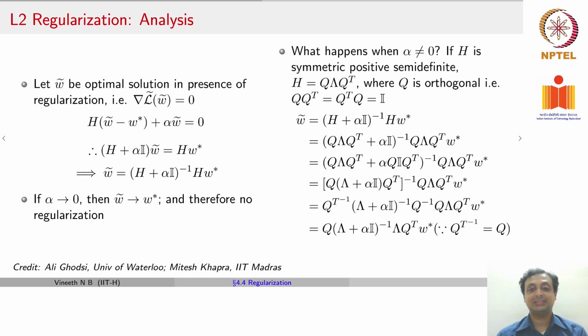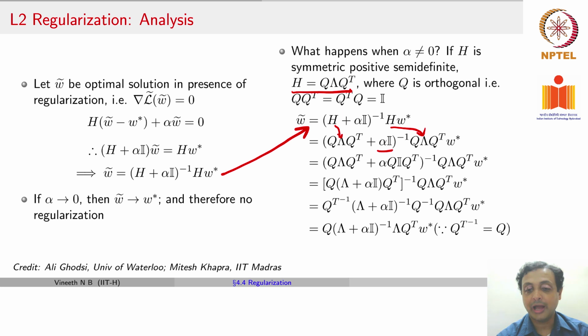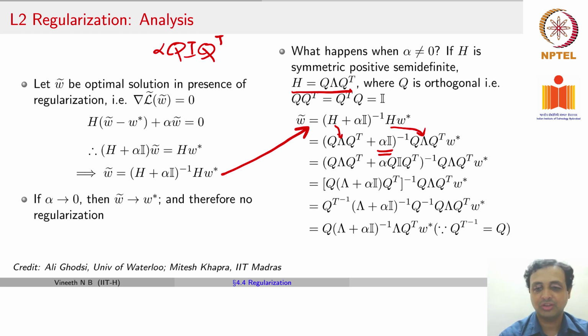So why do we do this? With this, let's try to analyze what W tilde is. W tilde from here is (H plus alpha I) whole inverse H W star. Let's replace H by Q lambda Q transpose. You'll have H replaced by Q lambda Q transpose and H replaced by Q lambda Q transpose. Now alpha I can be replaced by alpha times Q I Q transpose. It's the same thing because Q Q transpose is equal to I. So for example, this one alpha I can also be written as alpha I, two identity matrices, it doesn't matter.